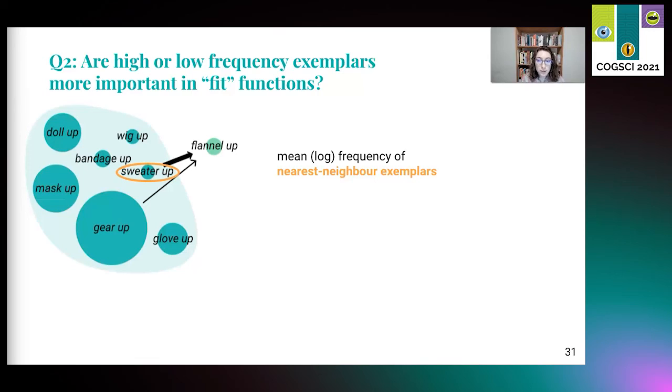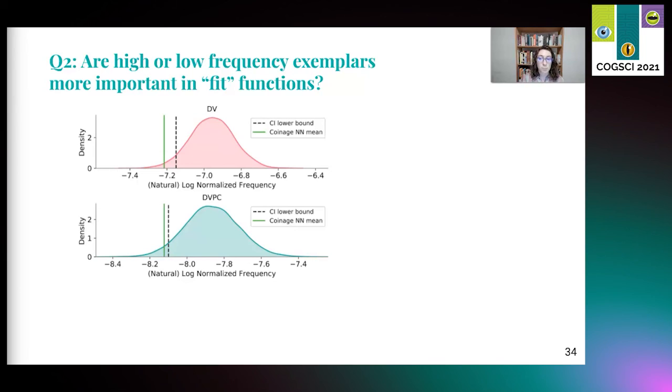To test this idea empirically, we first take each creative coinage and find the frequency of its nearest neighbor exemplar. So for flannel up, we would look at the frequency of sweater up. And we did this for nearest neighbor exemplars for all coinages and took the mean. And we compare this to the frequency distribution for all exemplars for the construction. Our hypothesis is that creative coinages are more likely to emerge near other low-frequency items, so we expect that the mean frequency of nearest neighbor exemplars will be lower than the frequency of the average exemplar. And we find this to be the case for both constructions.